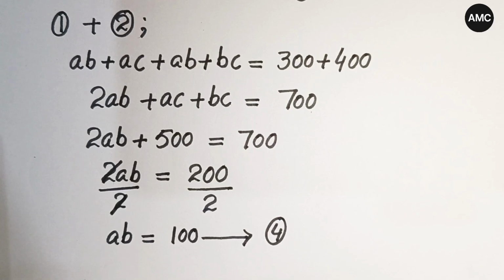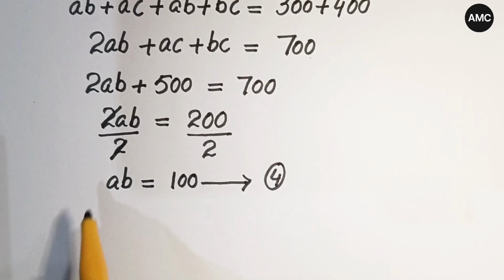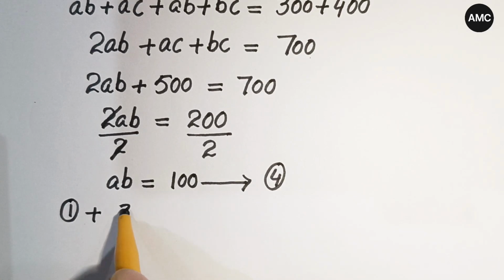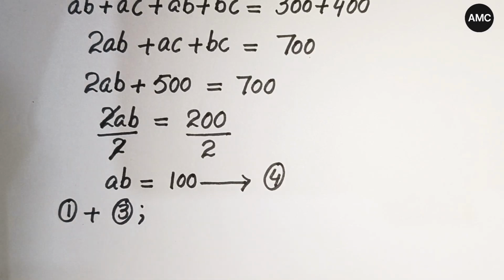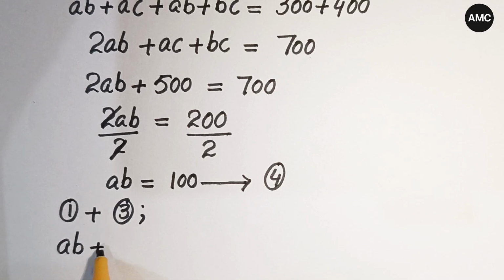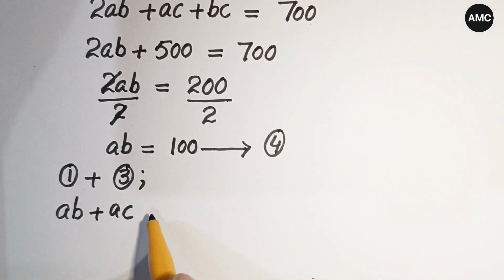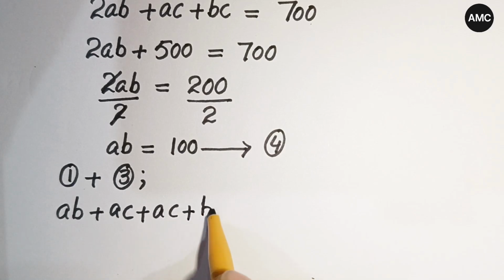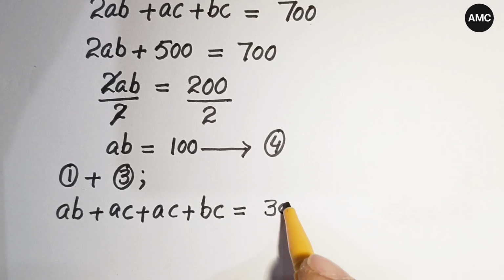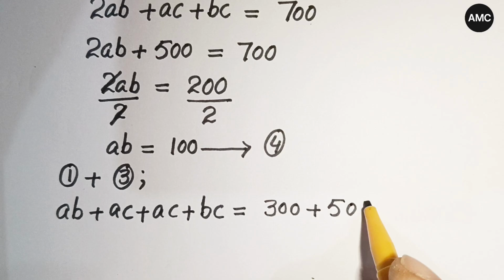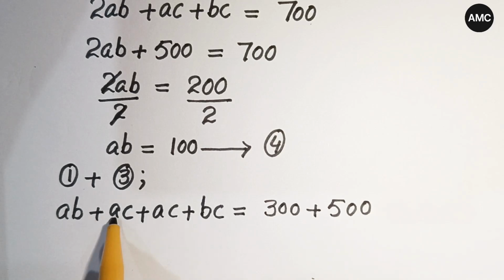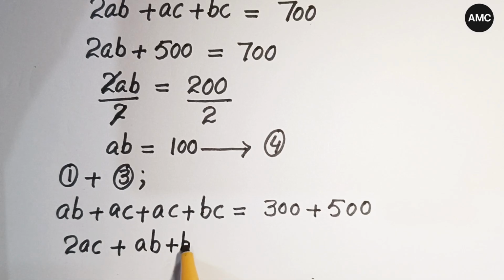Similarly, now we are going to add equation 1 and equation 3. Here the left hand side of equation 1 is a times b plus a times c, and the left hand side of equation 3 is ac plus bc. Adding, equal to the right hand side of equation 1 which is 300 and the right hand side of equation 3 which is 500. So now we get 2ac plus a times b plus b times c is equal to 500 plus 300, which is 800.